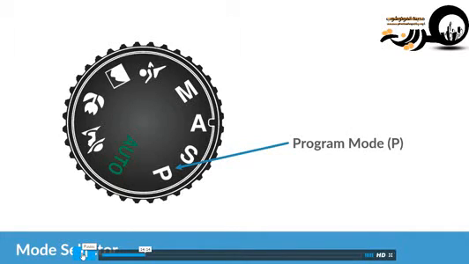The program won't try and rely on that flash. Automatic mode really just wants to get the exposure right for you. With program, you get that little bit more control over it.